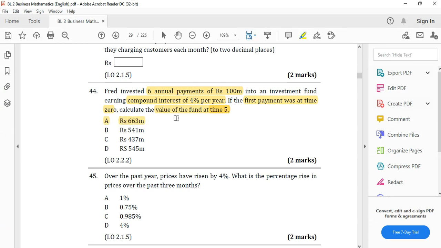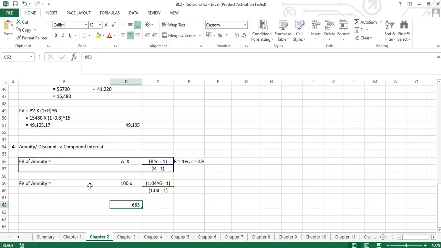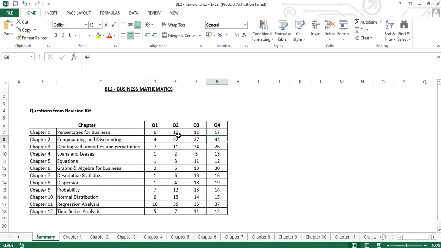So the learning here is that we have so far learned present value of annuities, but for the future value of an annuity, this formula must be applied. So it's better to memorize this formula so that you can apply it straight away. Okay, with that we finish the chapter 2 revision. Next let's move to chapter 3, dealing with annuities and perpetuity.